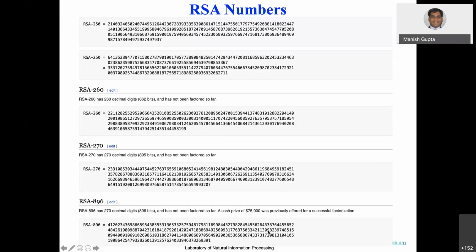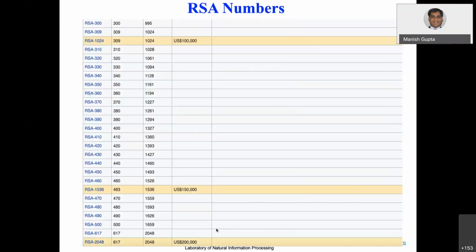RSA 896 has not been factored. A cash prize of $75,000 was previously offered for successful factorization of this. Of course, this prize has been discontinued now because we know that quantum computers are there, but this is a challenge. Okay. So I think that's all. Any question about this?